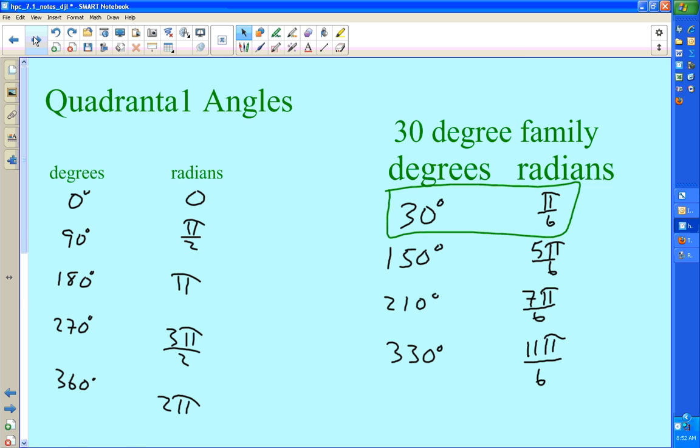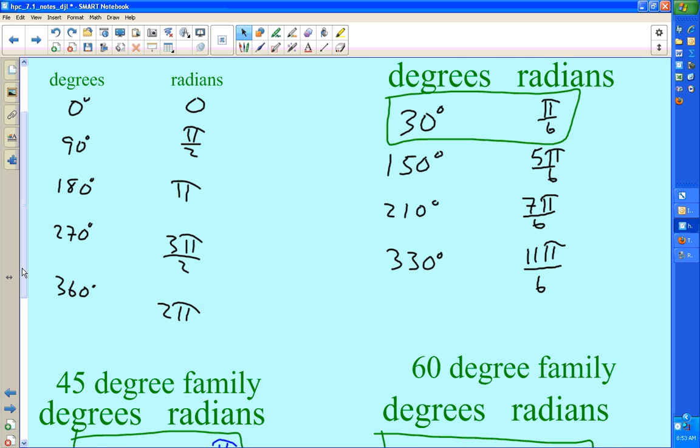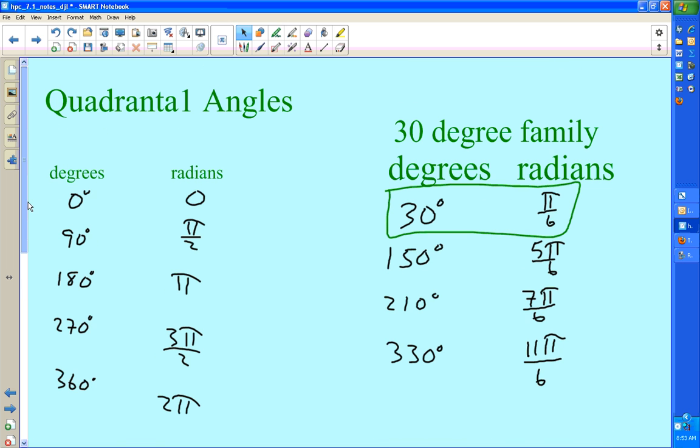Here's your list. Quadrantal angles: 0, 90, 180, 270, 360. 0, pi over 2, pi, 3 pi over 2, and 2 pi. In quadrant 1, your reference angles are going to come in families. So your quadrant 1 reference theta, 30 degrees or pi over 6. 30 degrees is related to 150, 210, and 330. Pi over 6 is related to 5 pi over 6, 7 pi over 6, and 11 pi over 6.